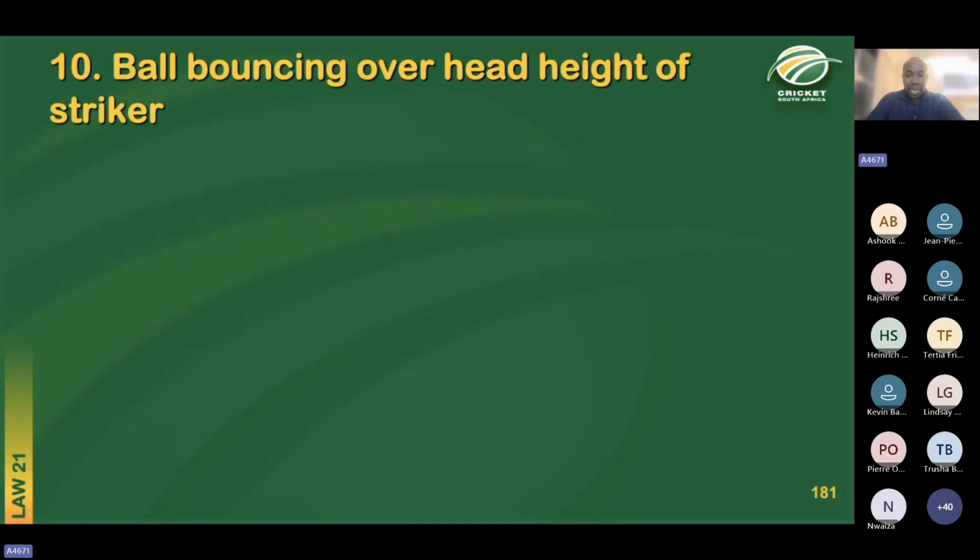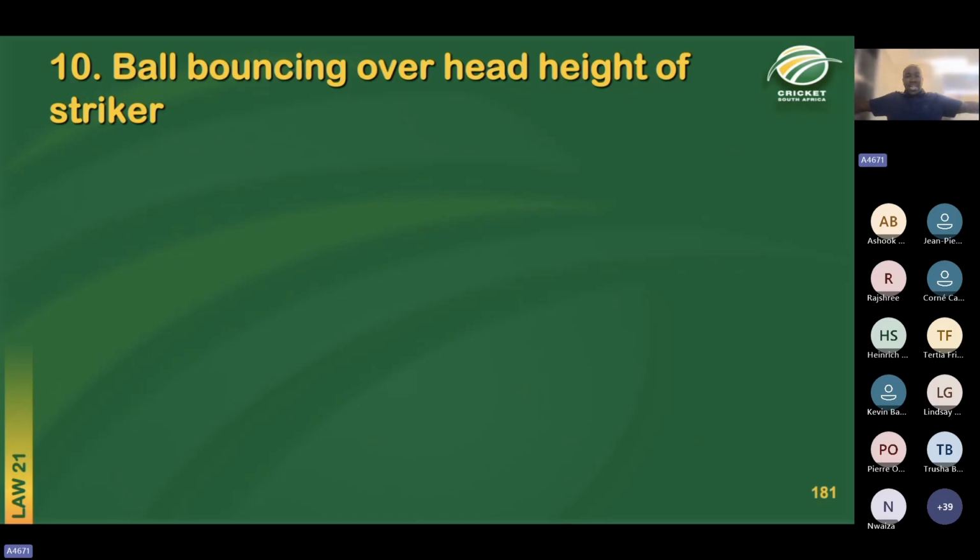Now, this is where there is a difference between a law and a playing condition. Those of us who have been following the International Cricket Council Men's T20 World Cup will know that if a bowler bowls a short pitch delivery, also known as a bouncer, and it bounces over head height of the striker, what do we normally see on TV, the striker's umpire calling and the bowler's umpire confirming that call?